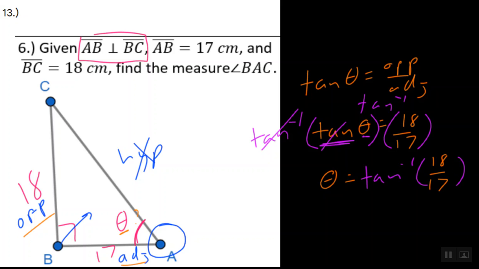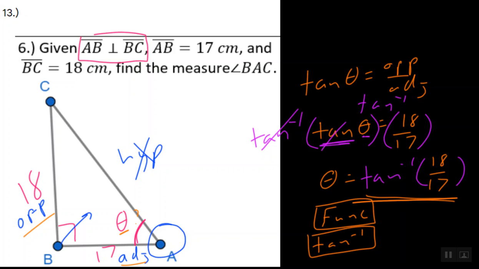Now, how do you type this in? Well, you'll have to type this into your Desmos scientific calculator, and you'll see a button that says function. So push that, and when you push that, it will give you the choice to push tangent inverse, okay? And so then you'll type this exactly as you see it into the calculator, and you'll get that theta. All right? Good luck, and let's move on to our next problem.